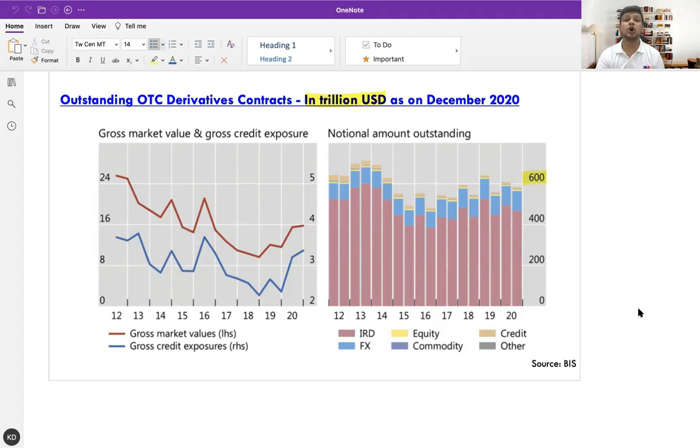In the past, before the subprime crisis, it also reached around $800 trillion. Can you believe that? That's the size of the derivatives market. And this includes forwards, futures, options, swaps, commodities, equities, for any assets which you know. Clear?